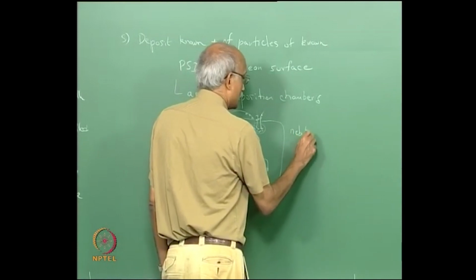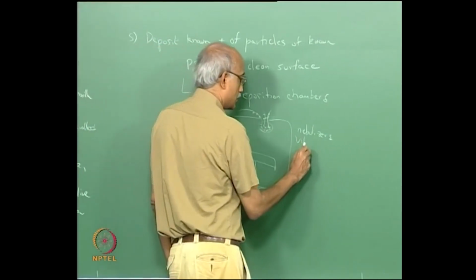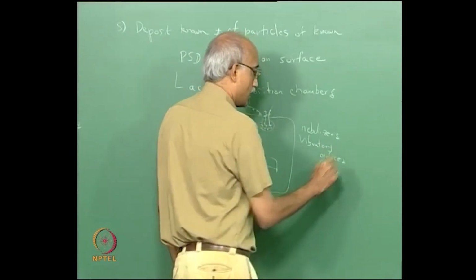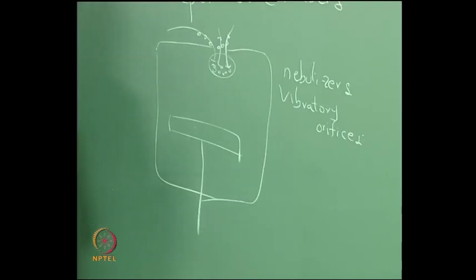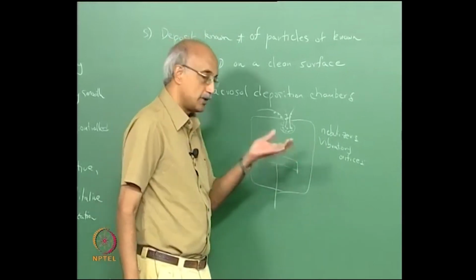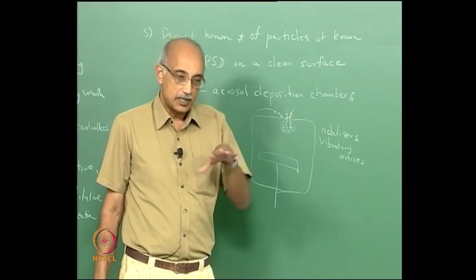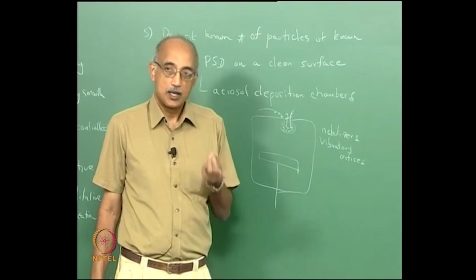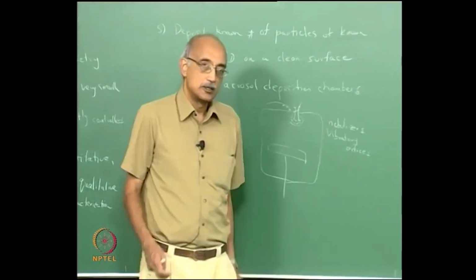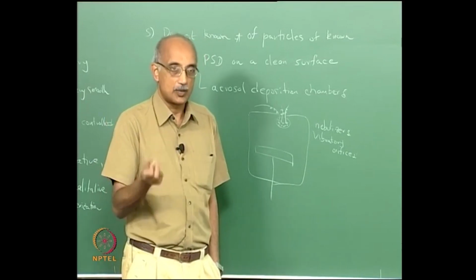Nebulizers are used for this purpose. Vibratory orifices. Essentially, the way these work, if you take a continuous film of liquid and you pass it through either a vibratory screen or a nebulizer, which typically uses an ultrasonic horn, they make the film vibrate at very high frequencies. As they do, the film breaks up into fine droplets. In the case of a nebulizer, by changing the frequency of the ultrasound, you can change the size distribution of the droplets that you generate.